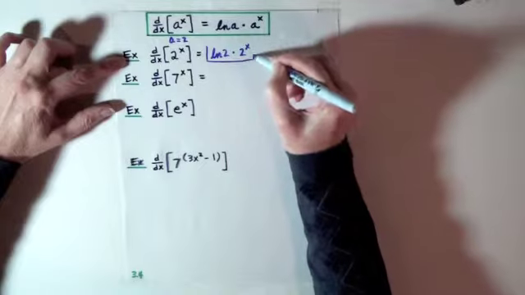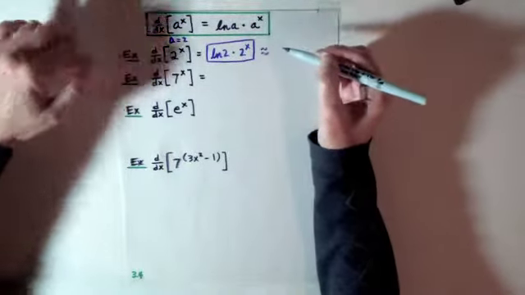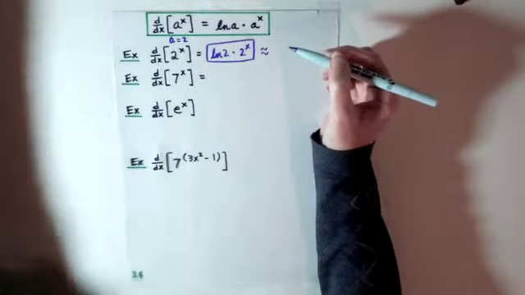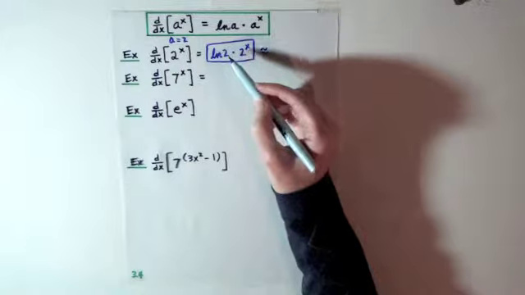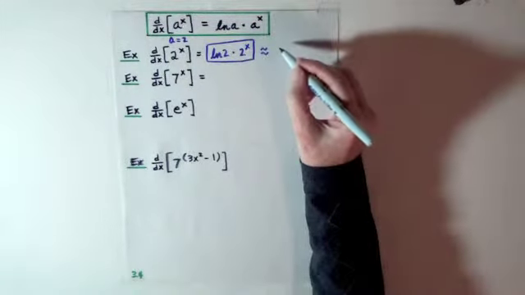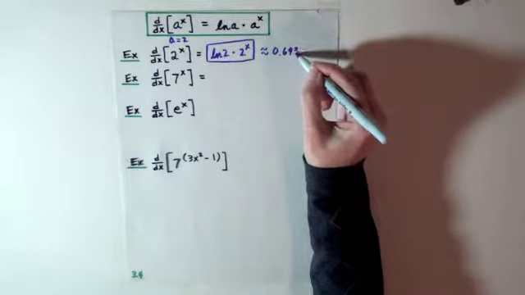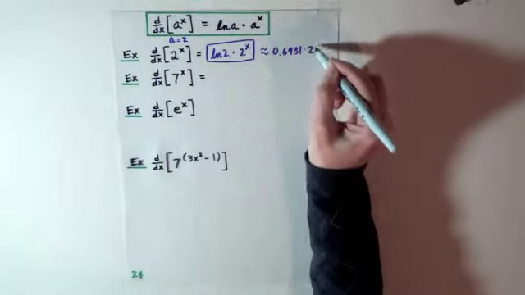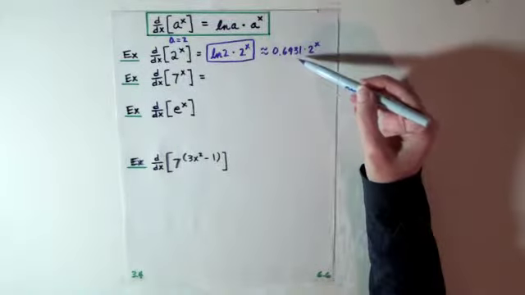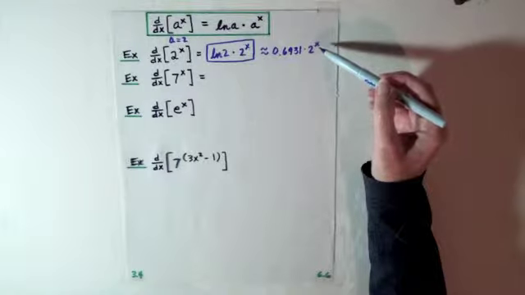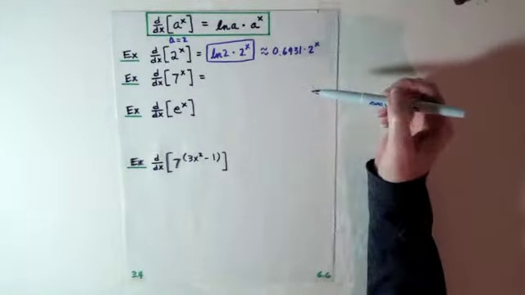This would be the exact answer, but just to remind you that ln of 2 is just a particular number, I found it on my calculator, plugged in 2 and hit my ln button, and ln of 2 is approximately 0.6931. So the derivative of 2 to the x is approximately 0.6931 times 2 to the x. It's almost its own derivative, but it has this extra factor in front.